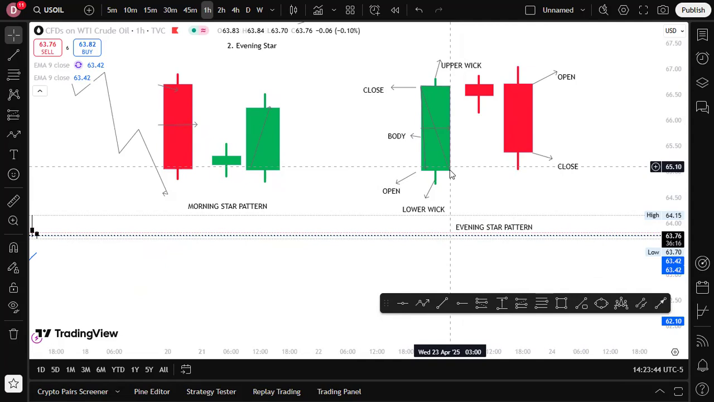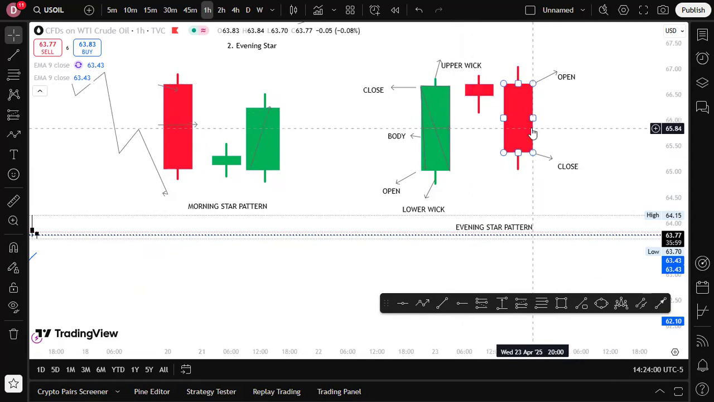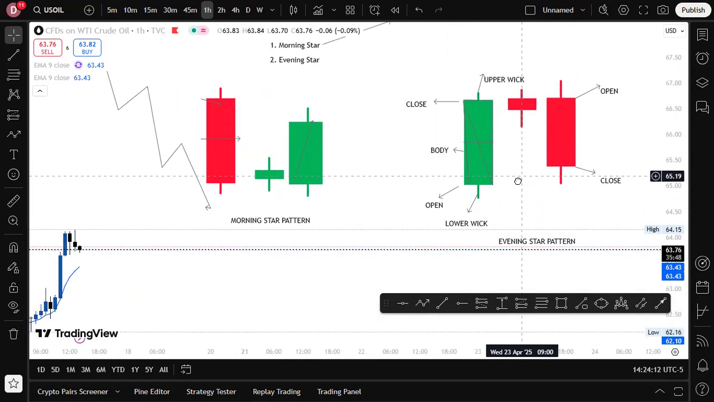The characteristics of an evening star is that the first candle has to be a bullish candle, showing that there are a lot of buyers in the market, buyers are active. Then a small candle, which can be a doji or either a bullish or bearish candle, which doesn't really matter. Then the third candle has to be a bearish candle, and it has to close below the midpoint of the first candlestick.